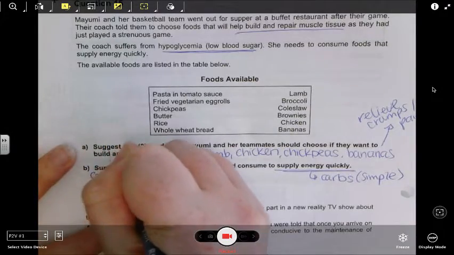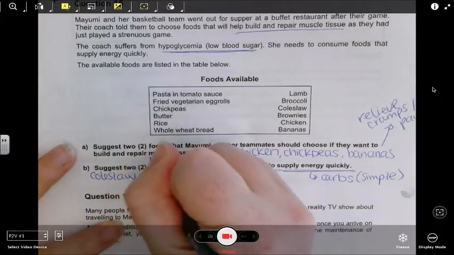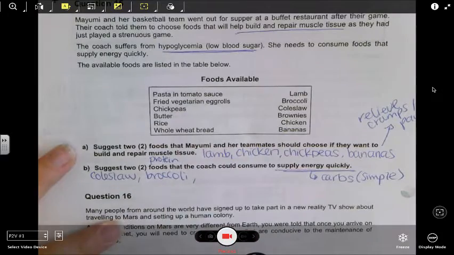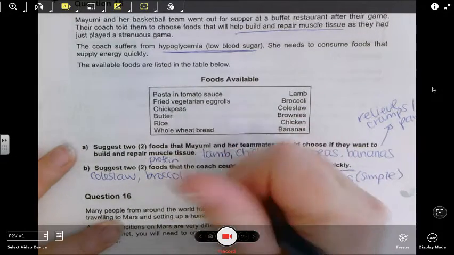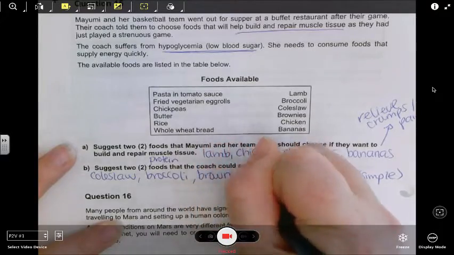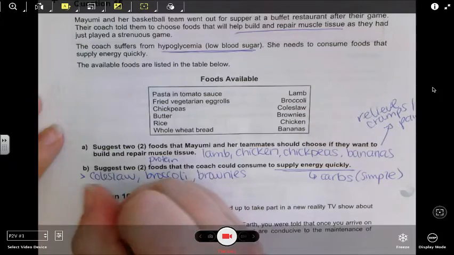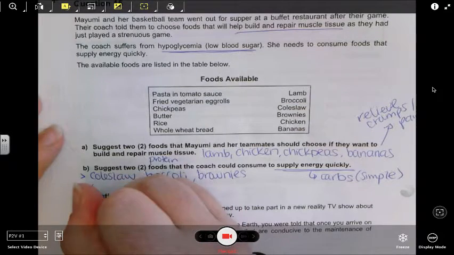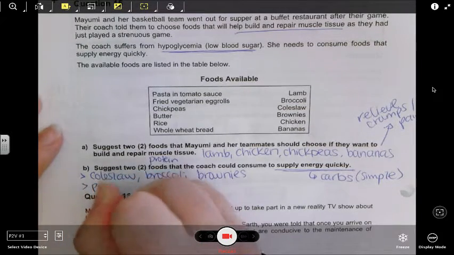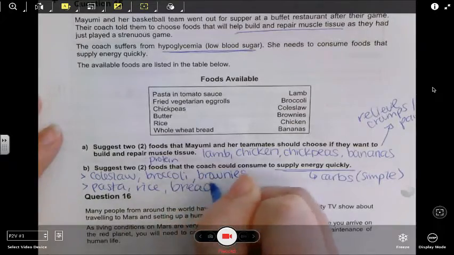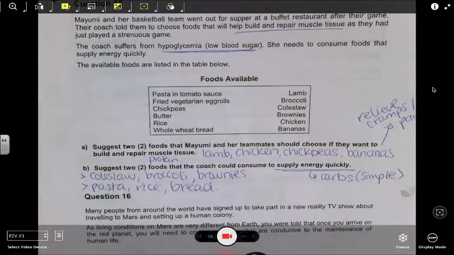You could have broccoli, or you could put brownies for the quick ones because those are high in sugars. But then the more complex carbohydrates would be like if you put pasta, rice, or bread, those things too, even though they're complex carbs, those are supposed to give you energy in the long term. But on my answer key that I had, it said it was acceptable as long as you were anything that was carbs.